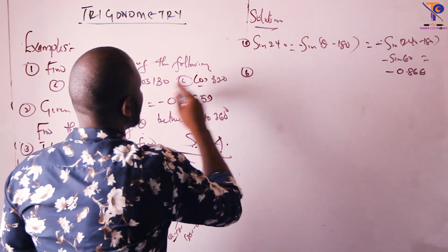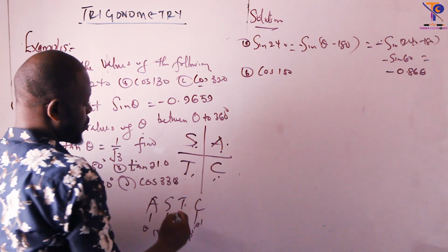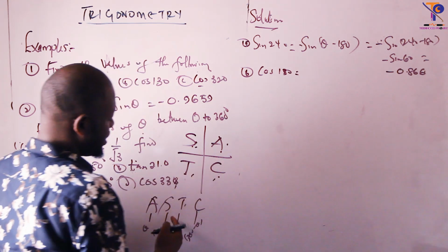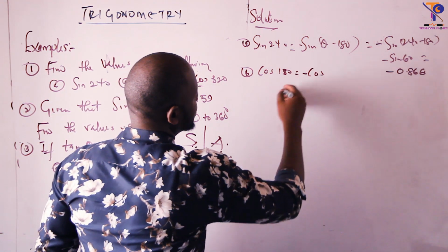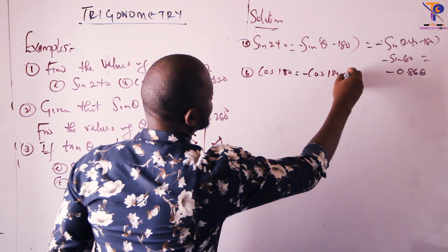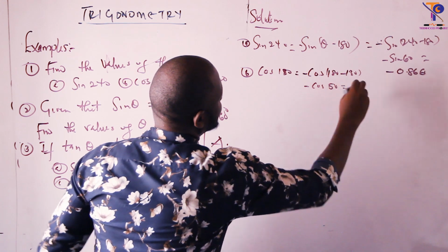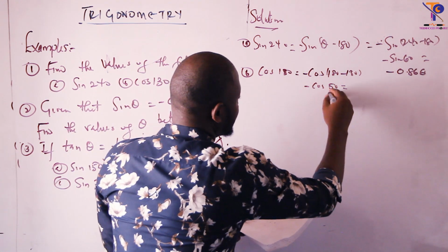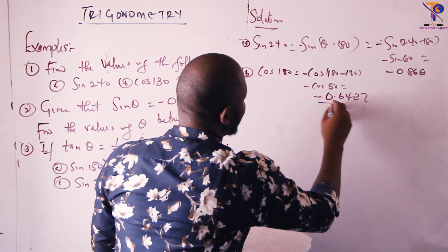And B now, we have cos 130, and 130 is in the second quadrant, so we go by this. Cos is negative in the second quadrant. We have minus cos of 180 minus 130, so we have minus cos 50 now. Cos 50 from my note is 0.6427, so we have a negative answer.